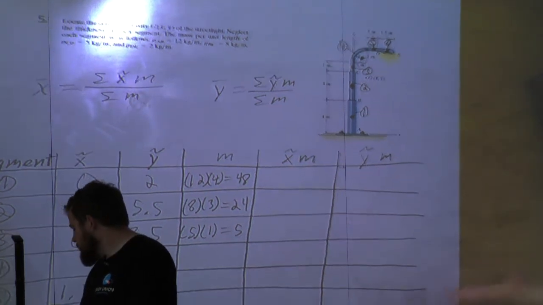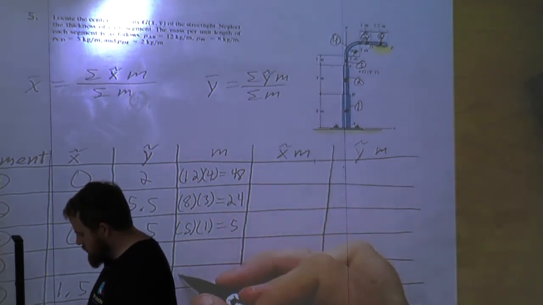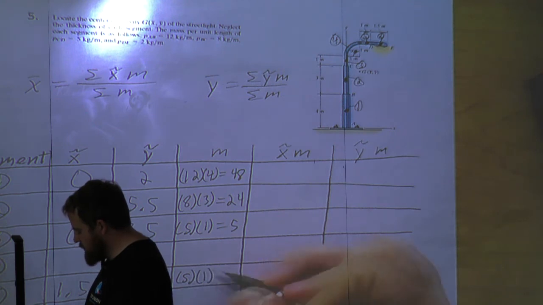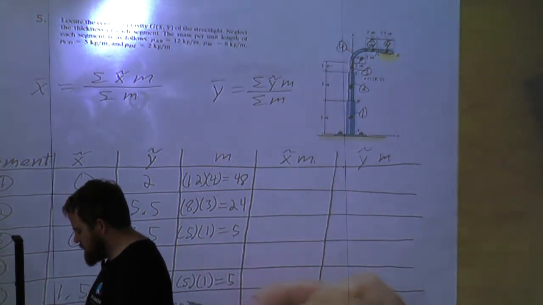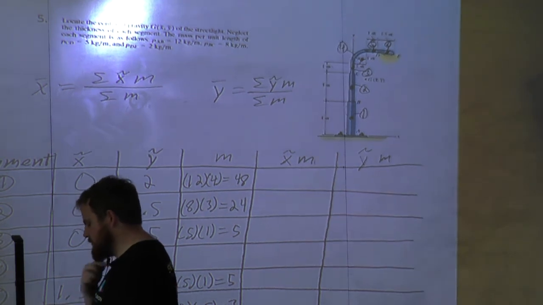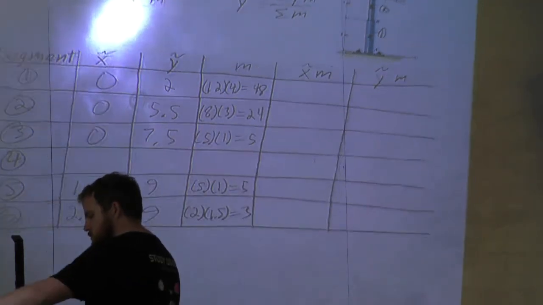Okay. So now to find the mass. This one, again, it's going to have a rho of 5 and a length of 1, so it's going to be 5. This one has a rho of 2 and a length of 1.5, so it's going to have a mass of 3. Okay. So now we can move on to 4. I left this one out just because it was more difficult to think about.